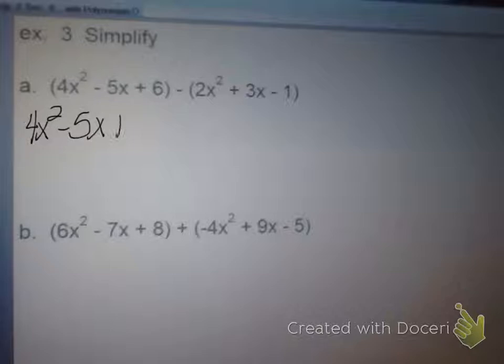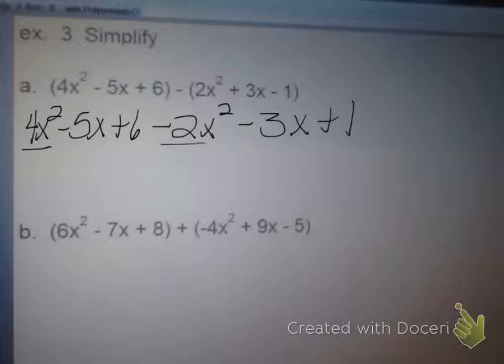When we're adding or subtracting polynomials, we have to clear the parentheses. In the second parentheses is a negative, so we had to distribute the negative. But in the first parentheses, it was just a positive, so you just dropped it down, rewrote it without the plus sign. And then we're going to combine like terms.